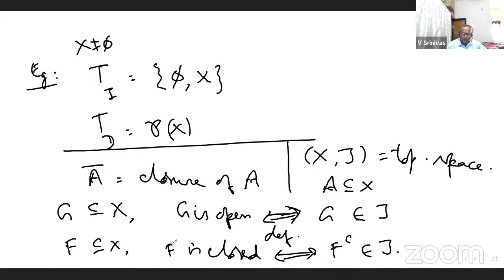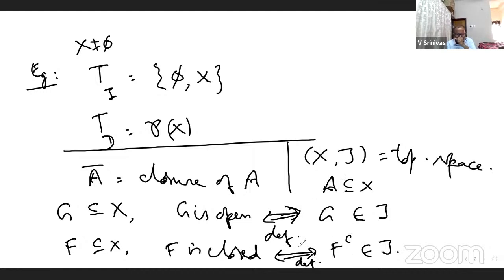Let F be any subset of X. We say F is closed if its complement, F complement, is open. If we write it like this, F complement belongs to tau means F complement is open. This is a definition. This also is a definition. This is how we define closed sets in a topological space.